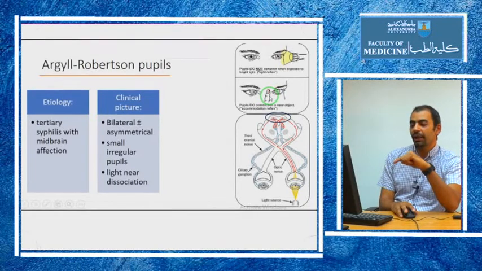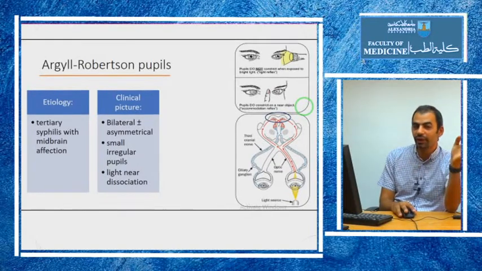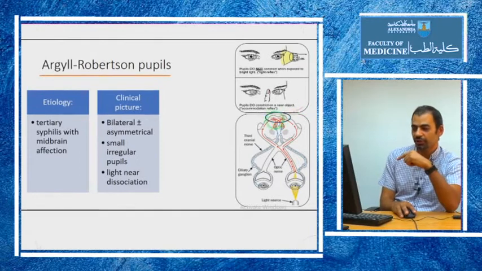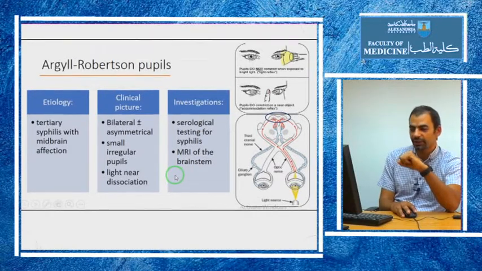And this is because, as we mentioned earlier, the visual fibers responsible for the near reflex are not affected in that condition. They go to the lateral geniculate body rather than to the pretectal nucleus. And what we need, when we suspect Argyll-Robertson pupil, is to do serological testing for syphilis and MRI of the brainstem to check if there is any abnormality there.